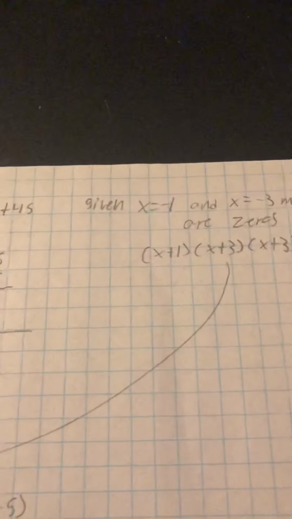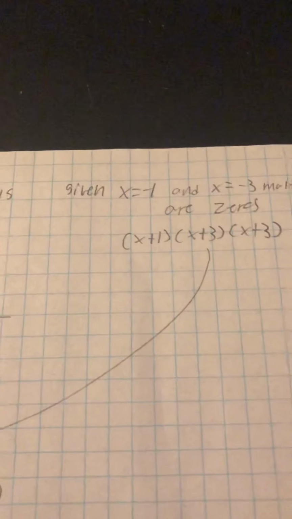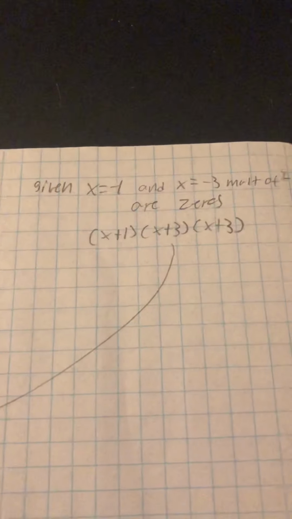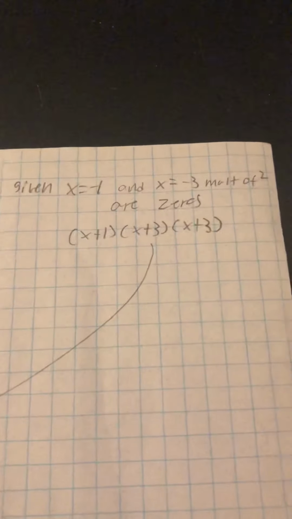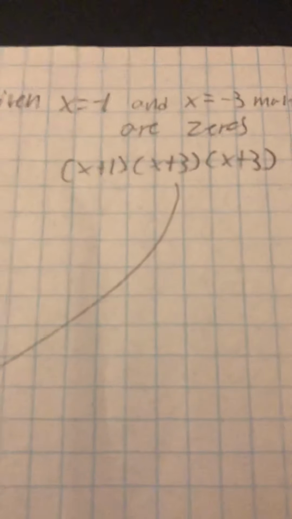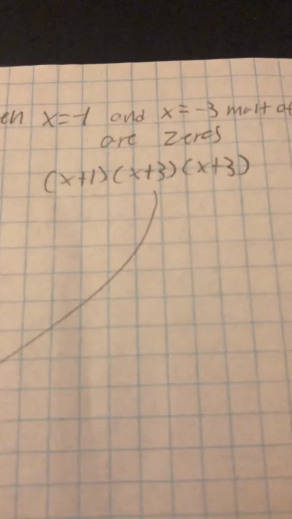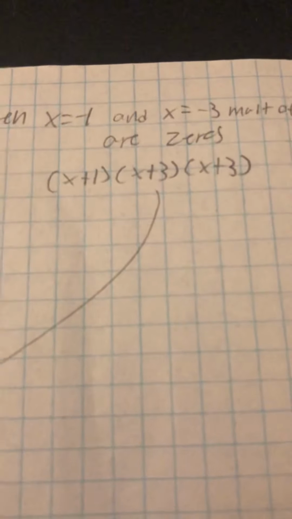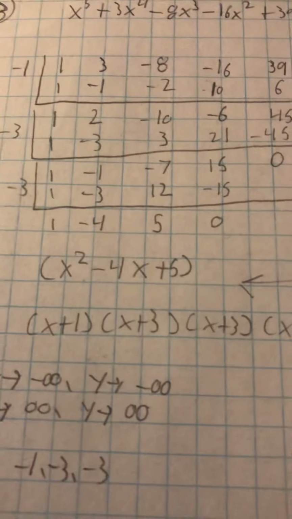We're given that x is equal to -1 and x is equal to -3, multiplicity of 2, are zeros. So this is essentially giving us our zeros. So we can put that into an equation like that: x plus 1, x plus 3, and x plus 3. And using these, we can actually divide this original equation by these zeros to give us the other factor, or one of the factors rather.